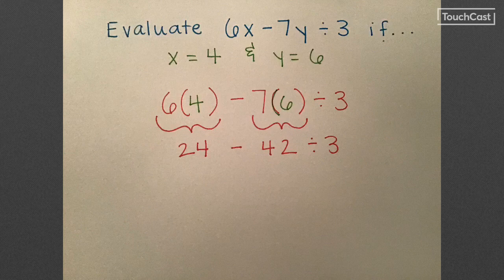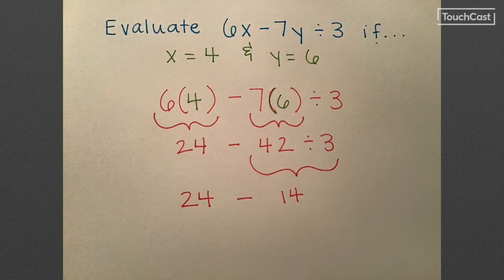So I need to do 6 times 4, which equals 24, and I need to do 7 times 6, which equals 42. Now our equation reads 24 minus 42 divided by 3. What comes next? Subtraction or division? Take a minute to think and solve the rest of the problem. Then continue the video once you're ready to check your answer.